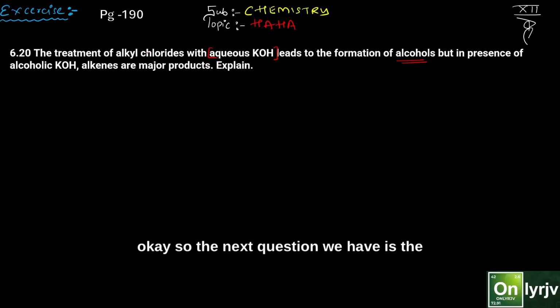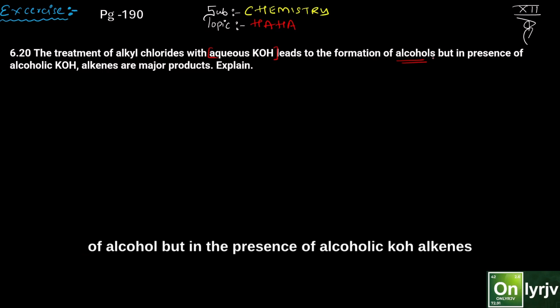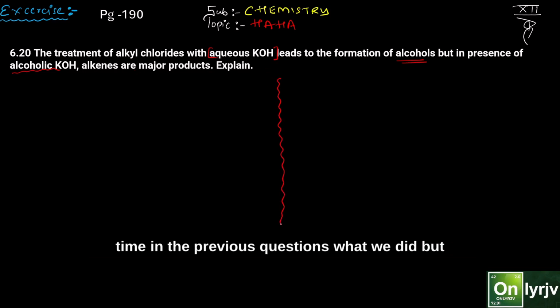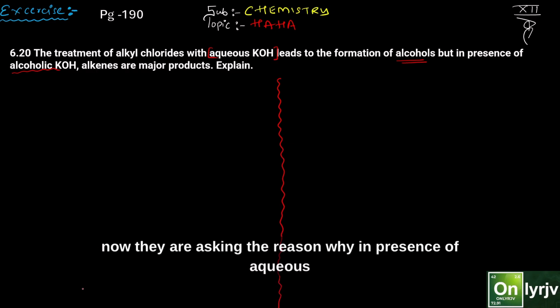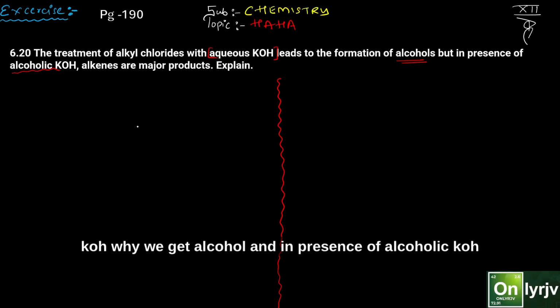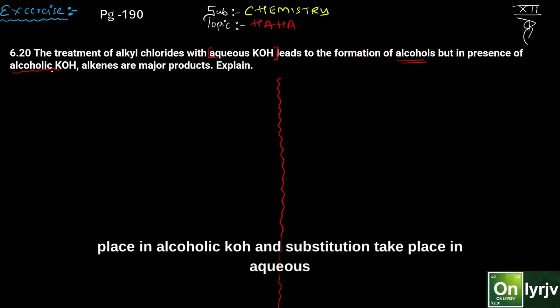Okay, so the next question we have is: the treatment of alkyl chloride with aqueous KOH leads to the formation of alcohol, but in the presence of alcoholic KOH, alkenes are the major product. This concept we have used multiple times in the previous questions, but now they are asking the reason why. In the presence of aqueous KOH, why do we get alcohol, and in the presence of alcoholic KOH, why do we get alkene? Why does elimination take place in alcoholic KOH and substitution take place in aqueous KOH?